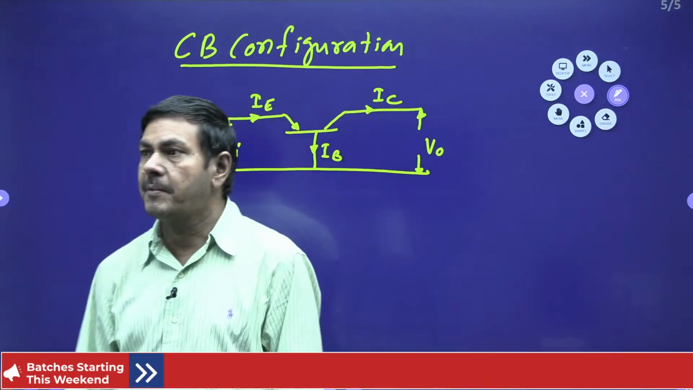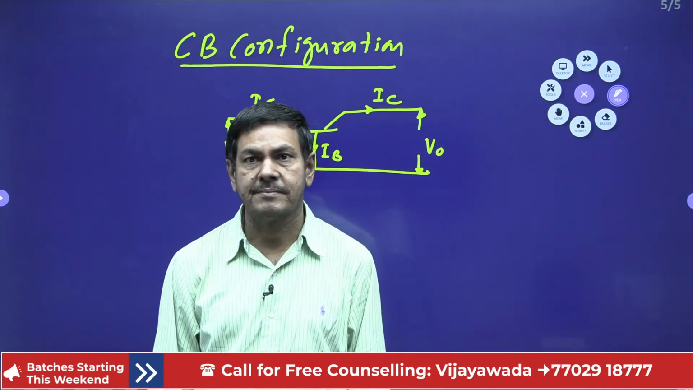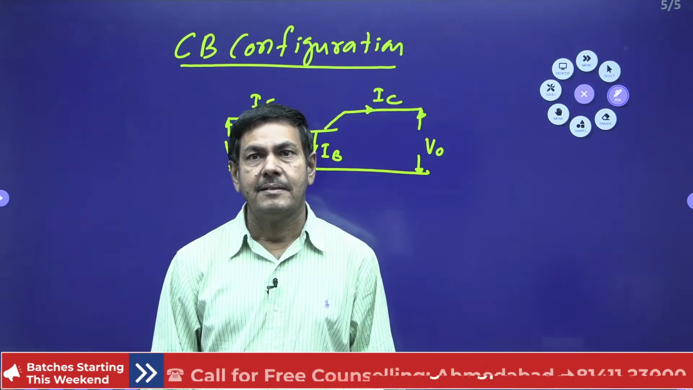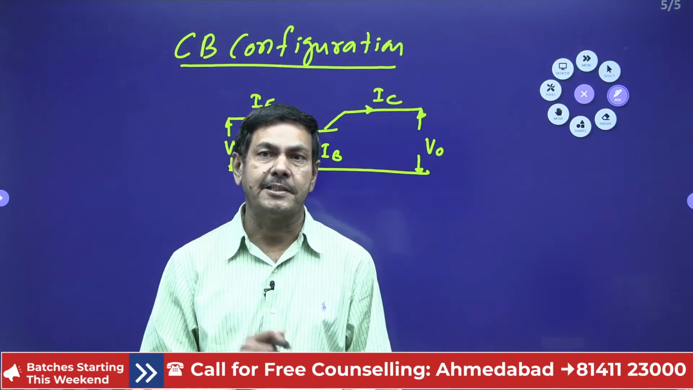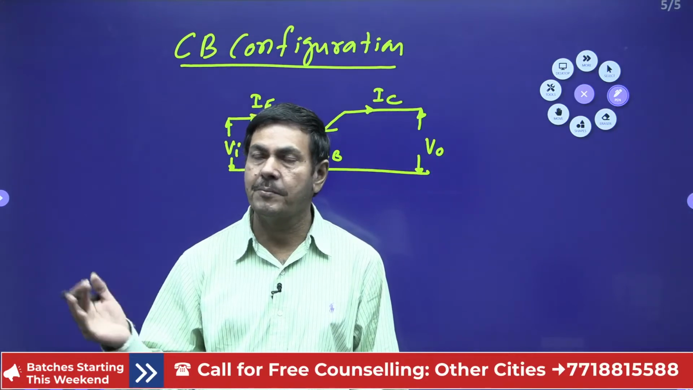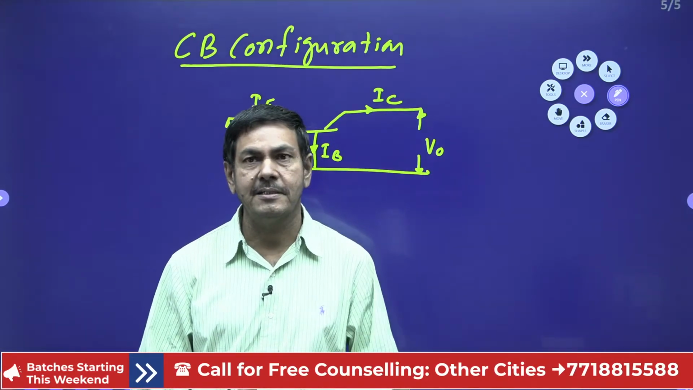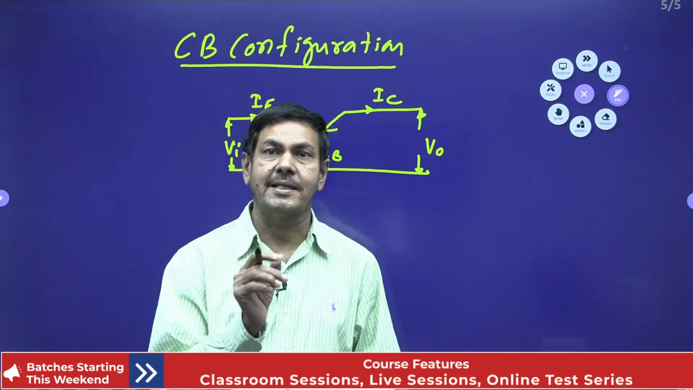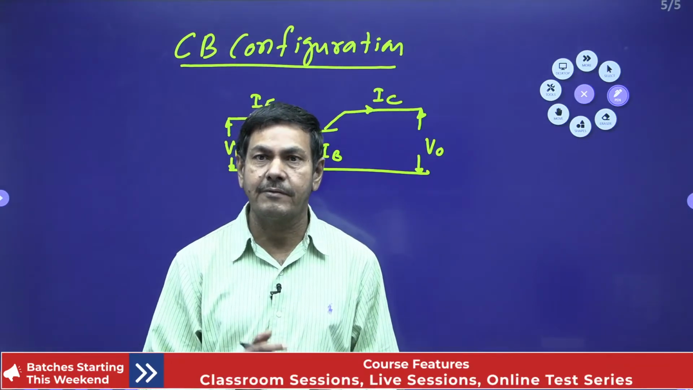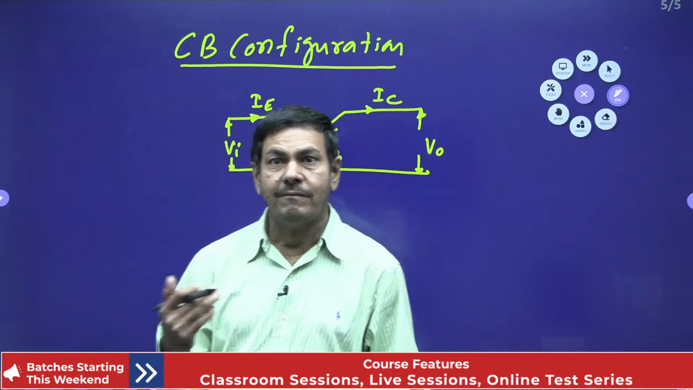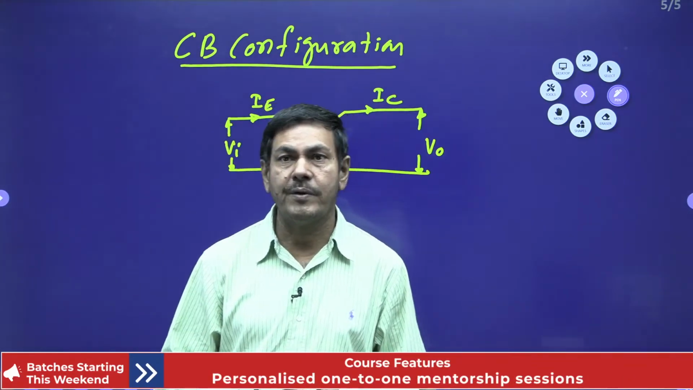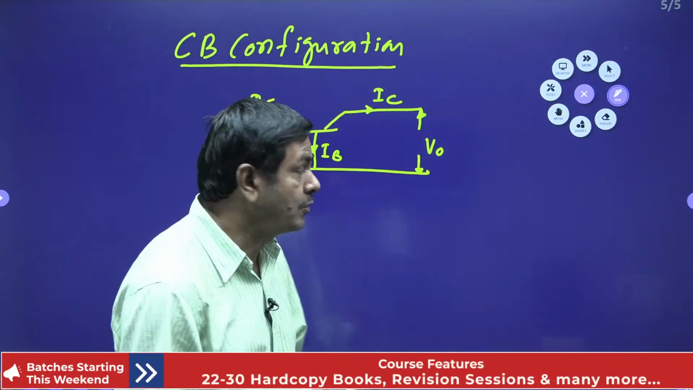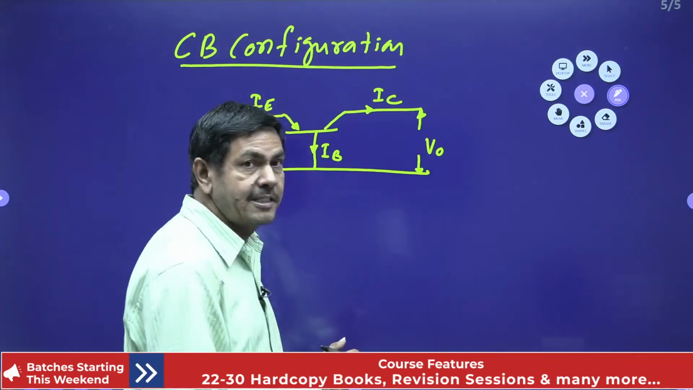Sir, why do we need to use this common base configuration? Why is it required? Each configuration has its own application: common base for one application, common emitter for one application, common collector for one application. Based upon the application only, you can select which configuration is required. Without knowing the application, we can't select which configuration is required.